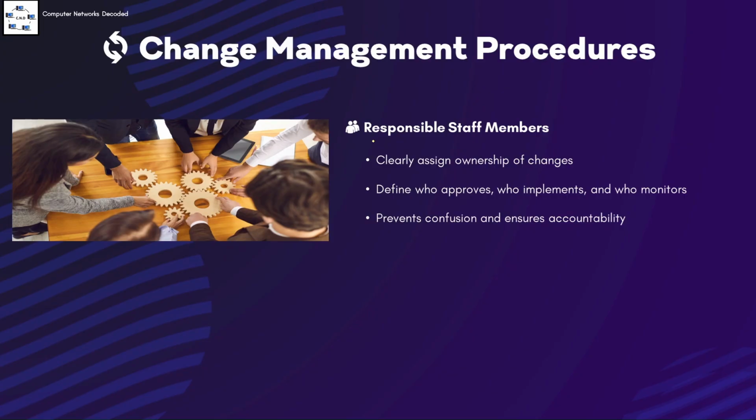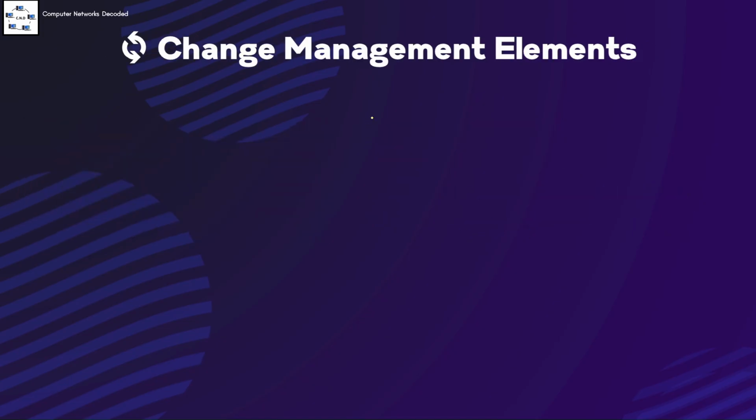So next are the responsible staff members for the change management procedure. The organization needs to clearly assign ownership of all the changes, to define who approves, who implements, and who monitors the changes, and this prevents confusion and ensures accountability. So assigning specific staff members to the change management procedure is very important to prevent any confusion and ensure accountability.